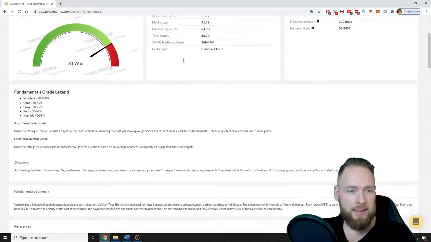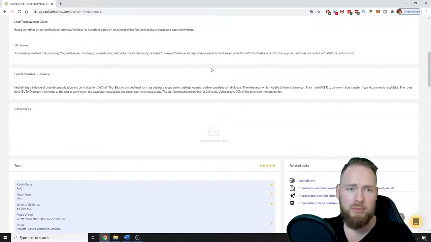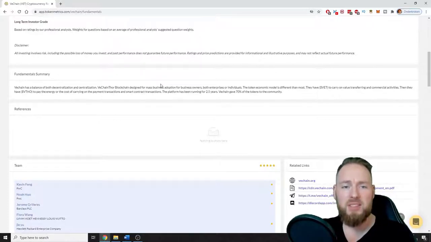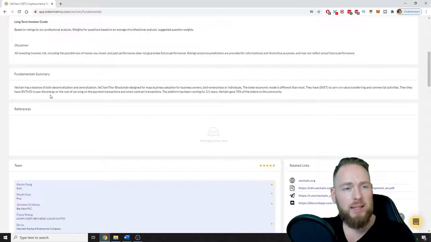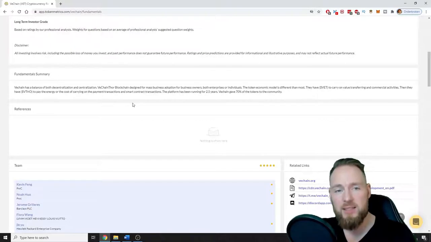Token analytics, so much information, guys. VeChain has a balance of both decentralization and centralization. VeChainThor is a blockchain designed for mass business adoption, for business owners, both enterprises or individuals. The token economic model is different than most. They have VeChain to carry on value transferring and commercial activities. Then they have VTHO to pay the energy or the cost of carrying on the payment transaction and smart contract transactions. The platform has been running for 2.5 years.